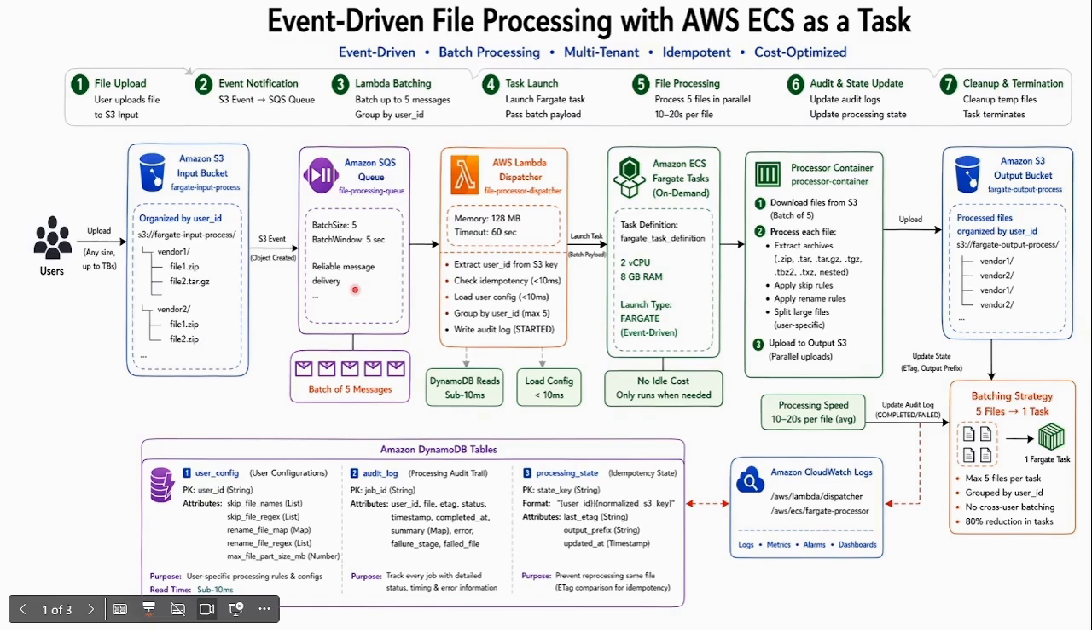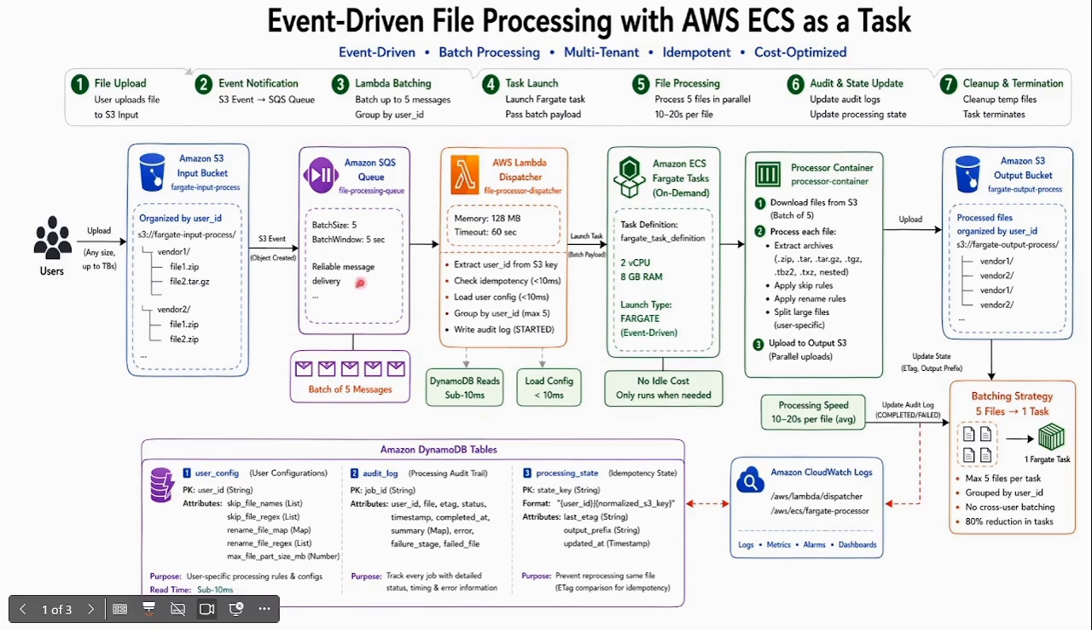That Lambda will extract the user ID from the S3 key, check for idempotency, and load the user config from DynamoDB, where we have a user config table, and then also write the audit log. The audit log will be started from here. The main purpose of the Lambda is getting the environment variables as well as starting the target task.